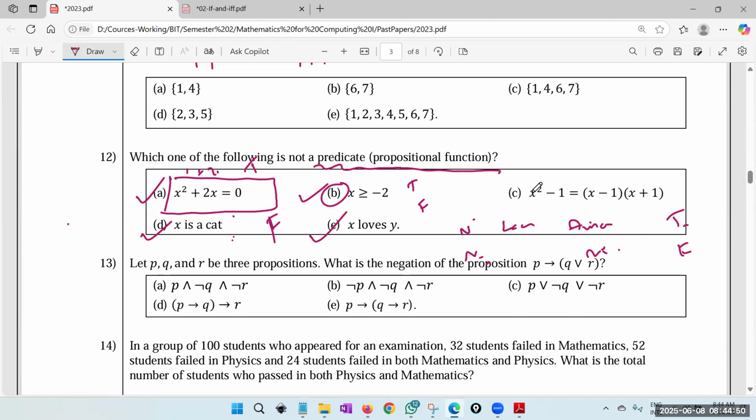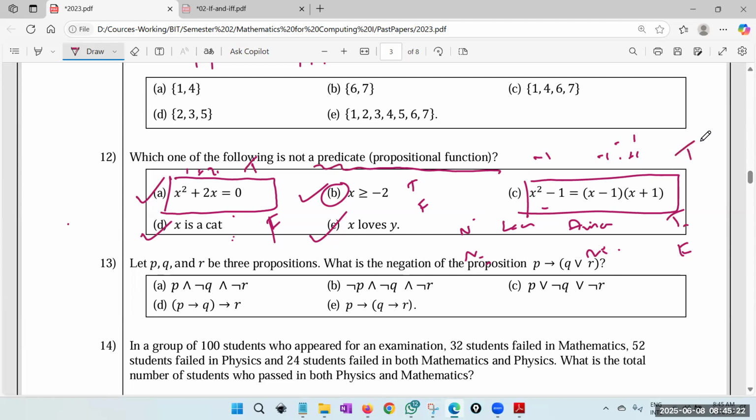What about this? Now, this is a tricky one, right? Because this is true for any x value, any real number. Say x equals 0, 0 minus 1 is -1, 0 minus 1 is -1 into +1 is -1. Say x equals 10, because this is a general algebraic rule. So algebraic rules are always correct. That is why it's a rule. For any real number, this is correct. So that means for any real number, this is true.